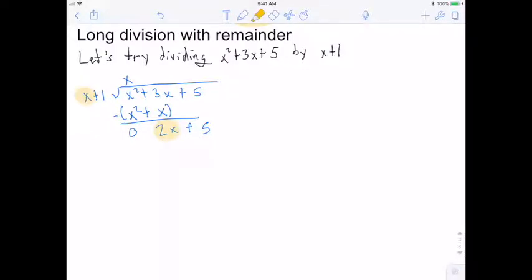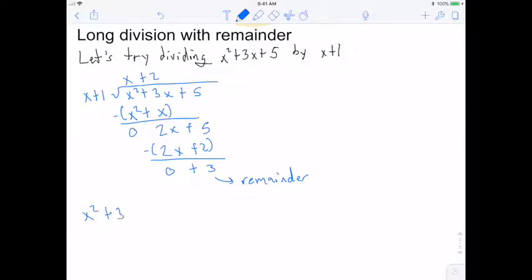Now what is 2x divided by x? Well, the x's will cancel out, and what we're left with is just plus 2. And this becomes 2x plus 2. We subtract it off and we have 0 plus 3, and this is our remainder. We can't go any further with the long division because 3 divided by x isn't a simple number to keep dividing by.